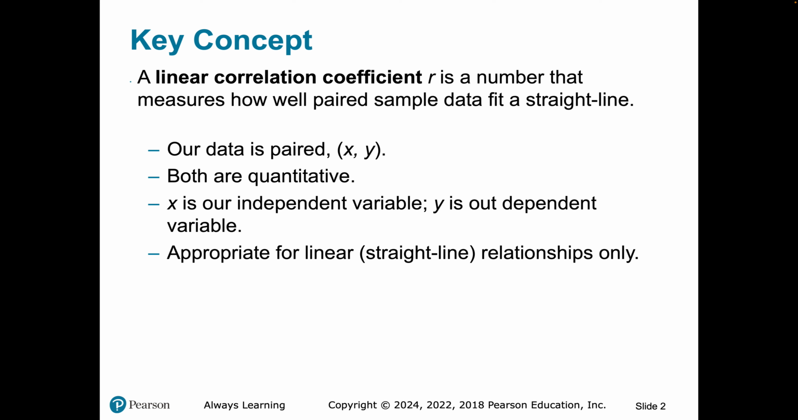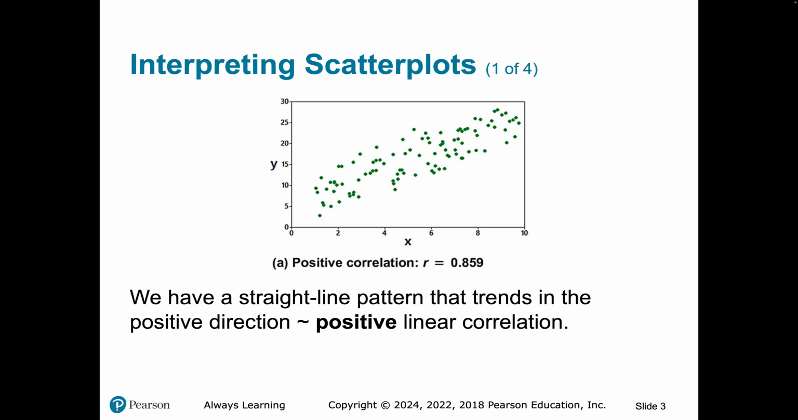In this case, x will always be our independent variable, and y is our dependent variable. And it's appropriate for straight line relationships only. So we need to eyeball our relationship and make sure that it is linear.